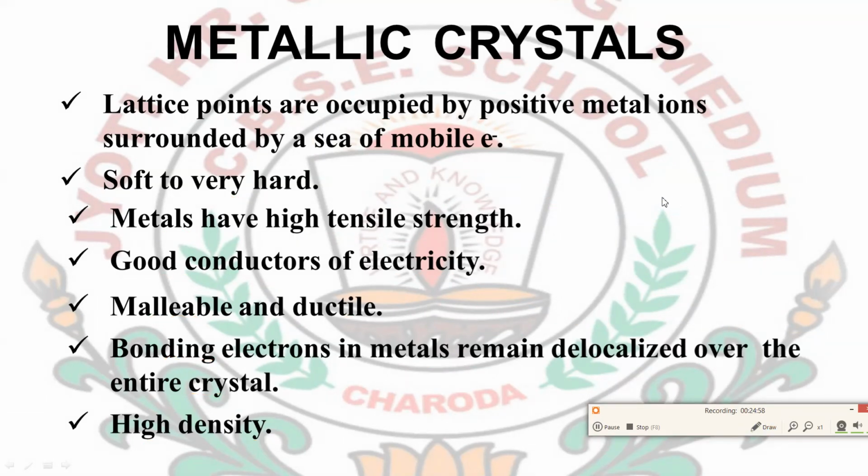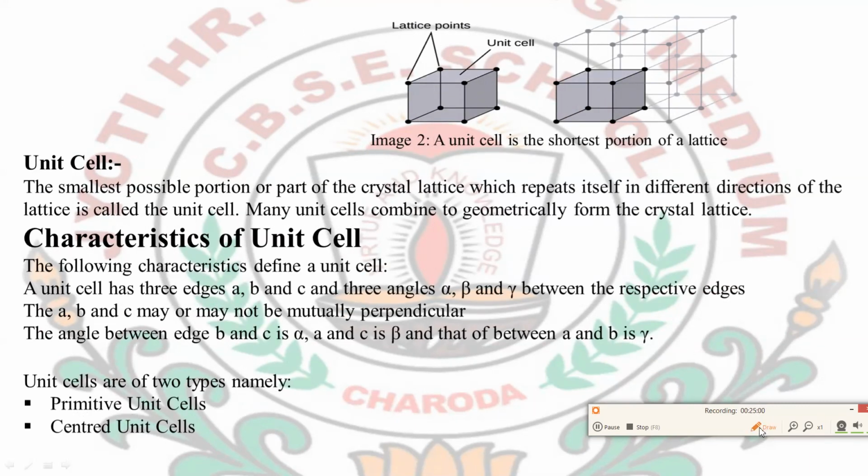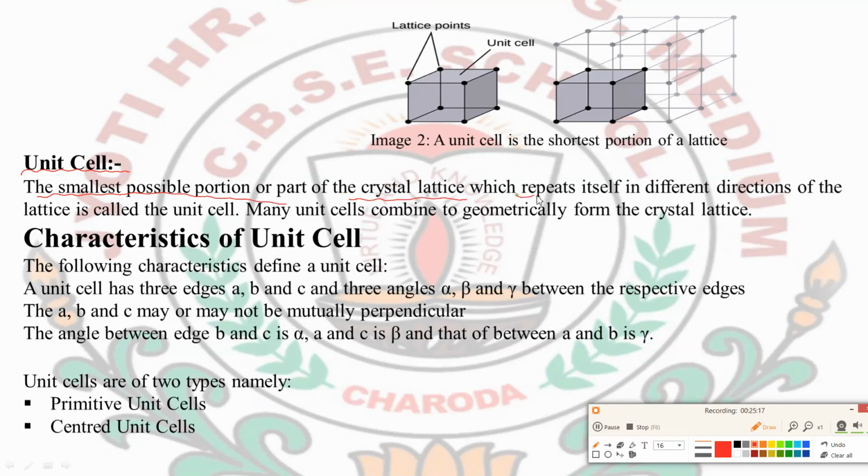Next, let's talk about the unit cell. Let's discuss the unit cell. In the previous part also, we have discussed the unit cell. So, what is the definition of a unit cell? The smallest possible portion or part of a crystal lattice which repeats itself in different directions of the lattice is called the unit cell.